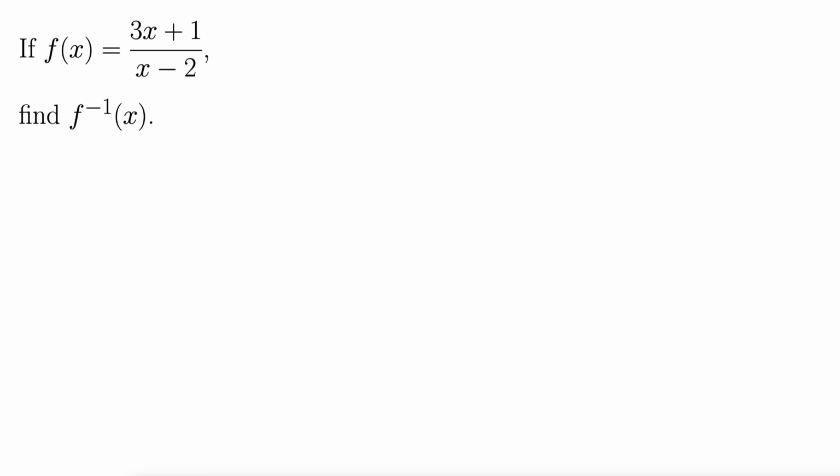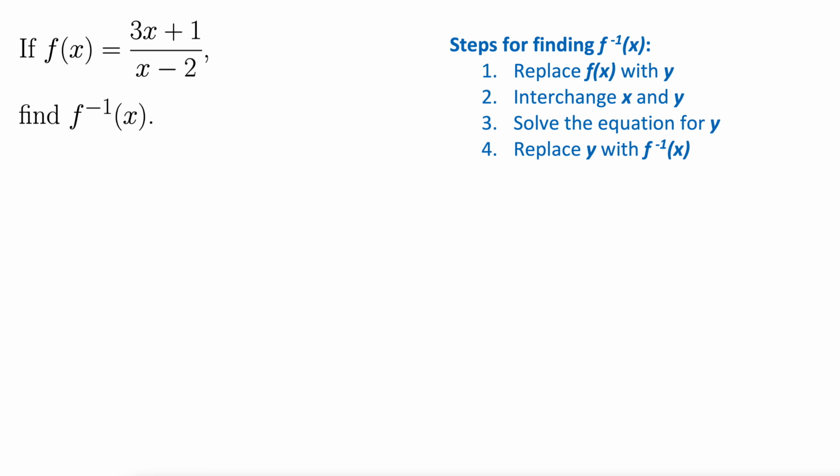This example says, if f of x equals (3x plus 1) over (x minus 2), find f inverse of x. Okay, well here are the steps, but this one's going to require a little bit of finesse. So let's see, steps for finding f inverse of x. Step 1, replace f of x with y. Alright, we can do that. We have y equals (3x plus 1) over (x minus 2).